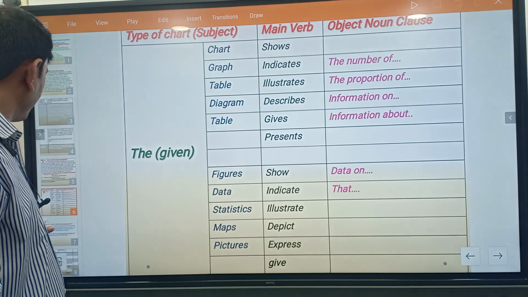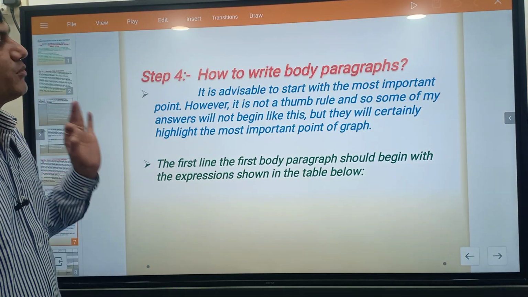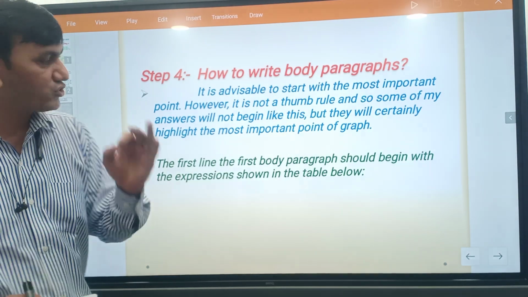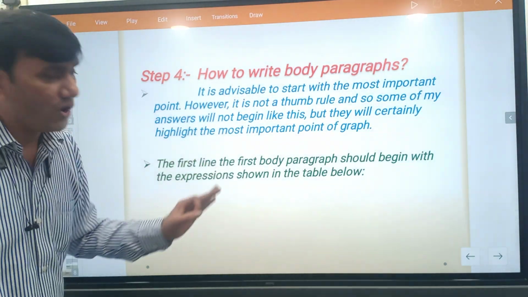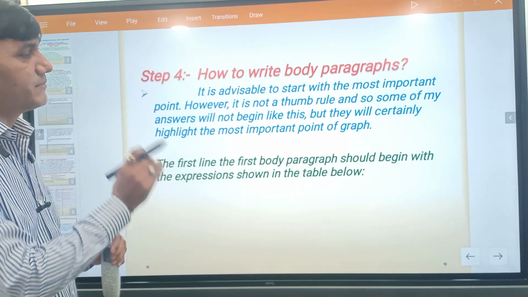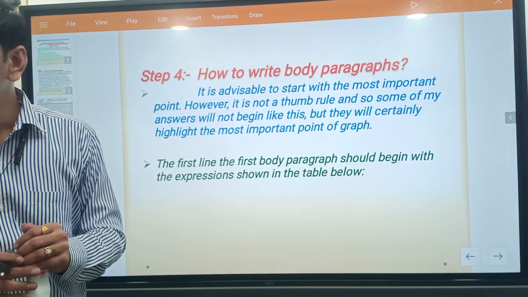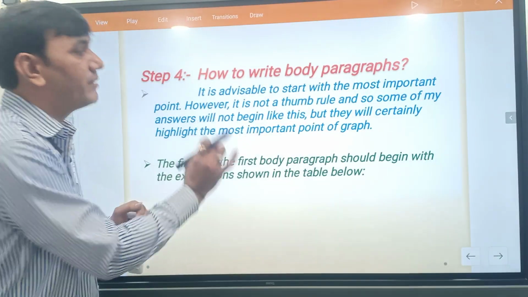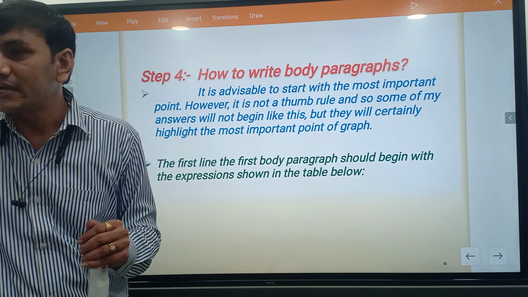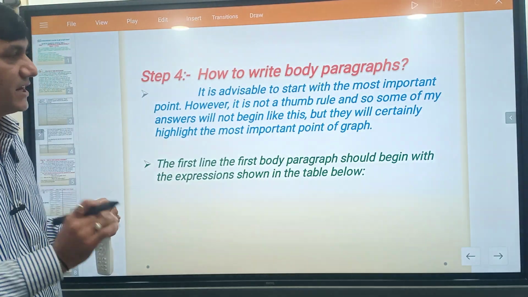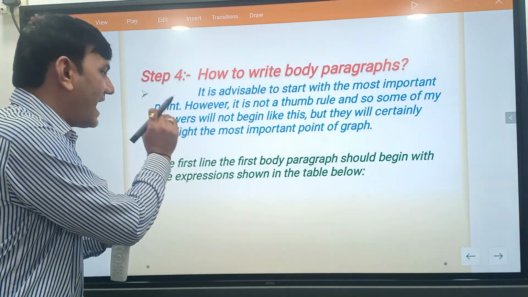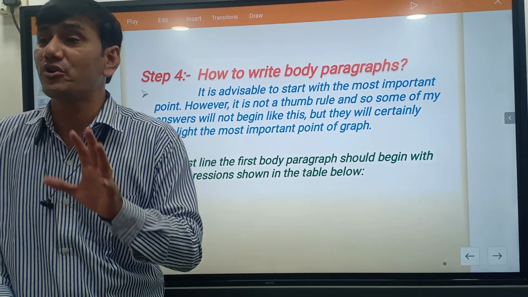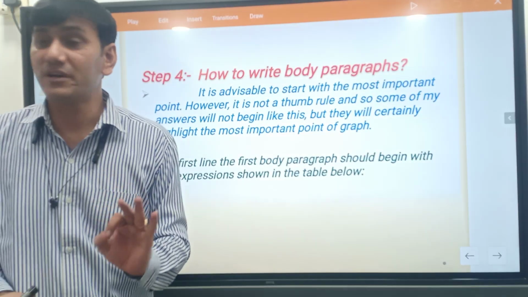Now, next, how to write body paragraphs. The most important part of the graph, and most of the students have this problem. So it is always advisable to start with the most important point. See, always write the most important point. However, it is not a thumb rule. It is not a fixed rule that you have to start with the most important point. But some answers will not begin like this, but they will certainly highlight the most important point of the graph. This is the most important thing.